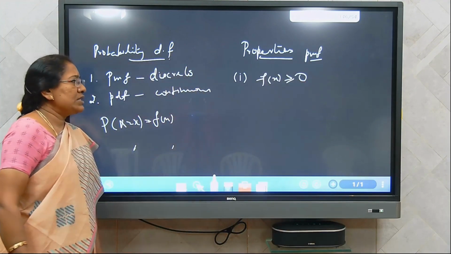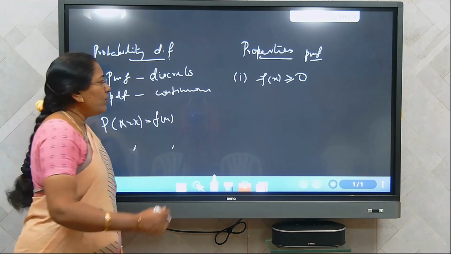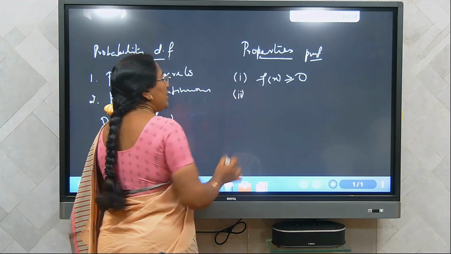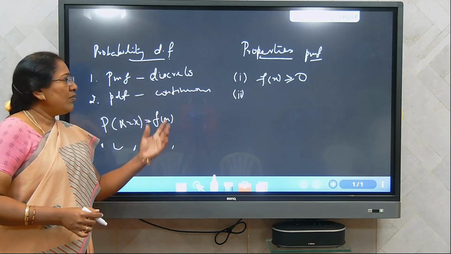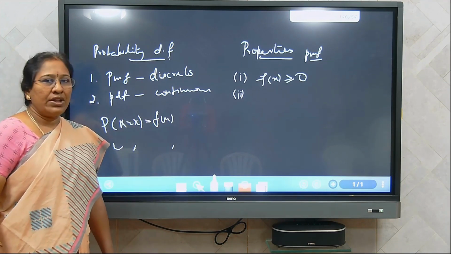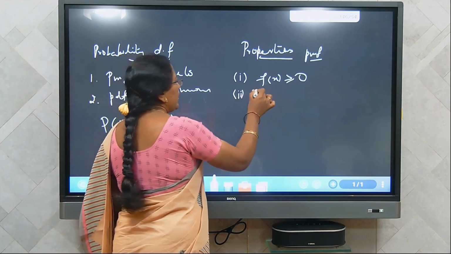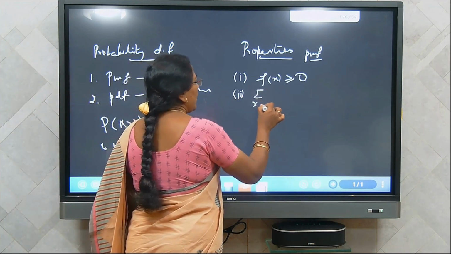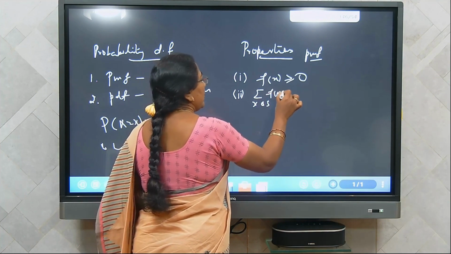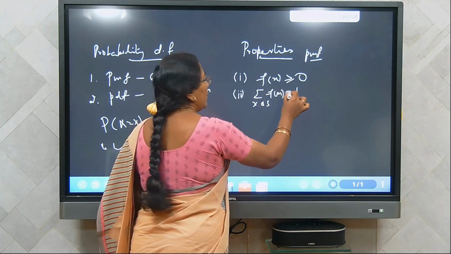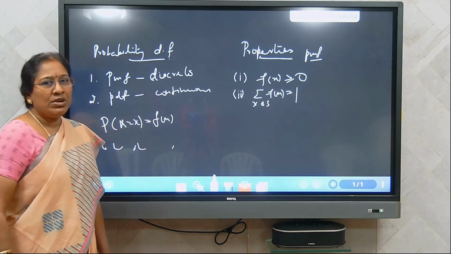That is, it takes only non-negative values, because we know that the probability of a function always lies between 0 and 1. Obviously, this f of x should be greater than or equal to 0. And the second property is summation over x belongs to S of f of x equal to 1. That is, the total probability is 1.